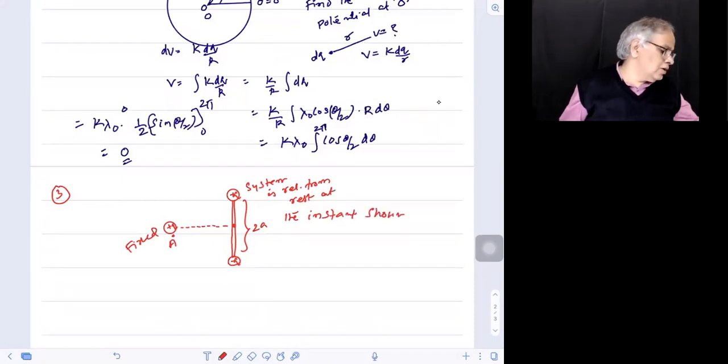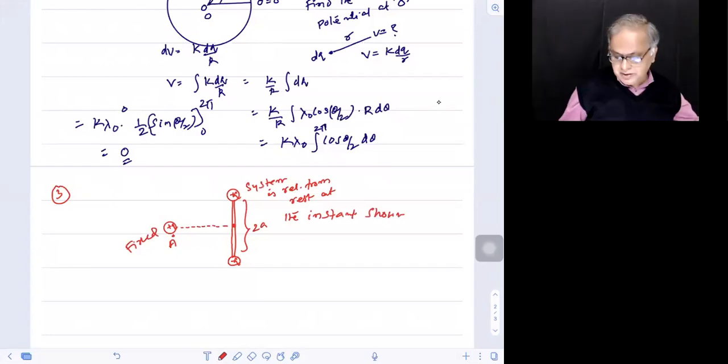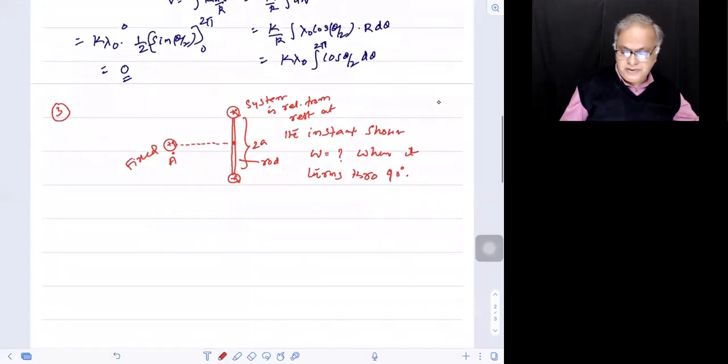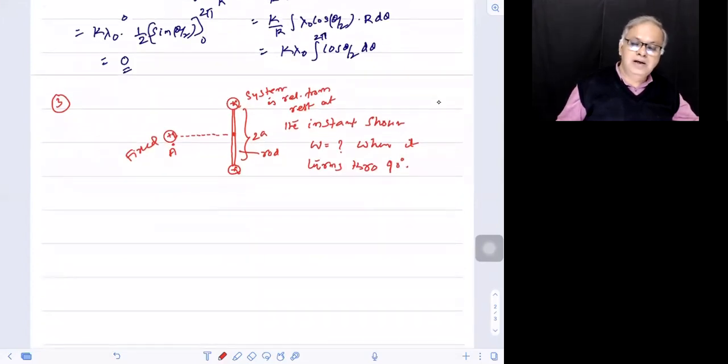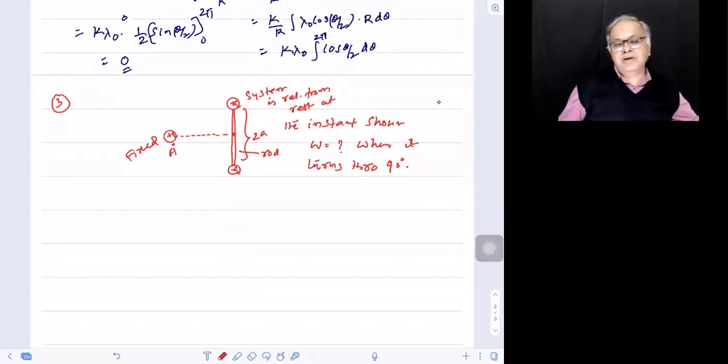Hello, children. Find the angular velocity of the rod. Omega equals how much for the rod when it turns through 90 degrees? I'm sorry. Hope you followed the question. So we will attempt it this time.